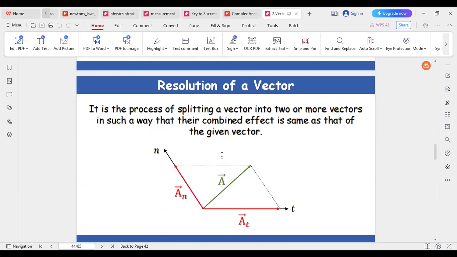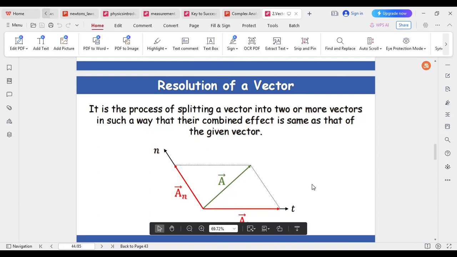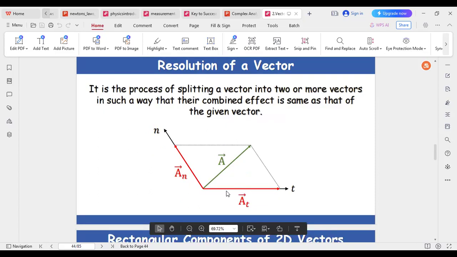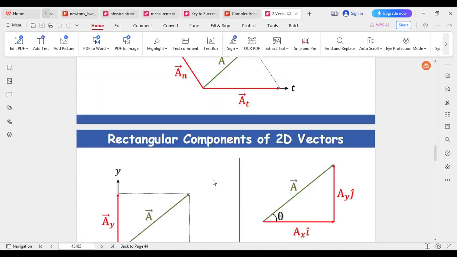Resolution of vectors, you must know, is the process of splitting a vector into two or more vectors. From one vector, we can split it into two parts. One is n, another is t. Along the t, it is t, and along the n, it is n. So one vector can be represented as two or more vectors.